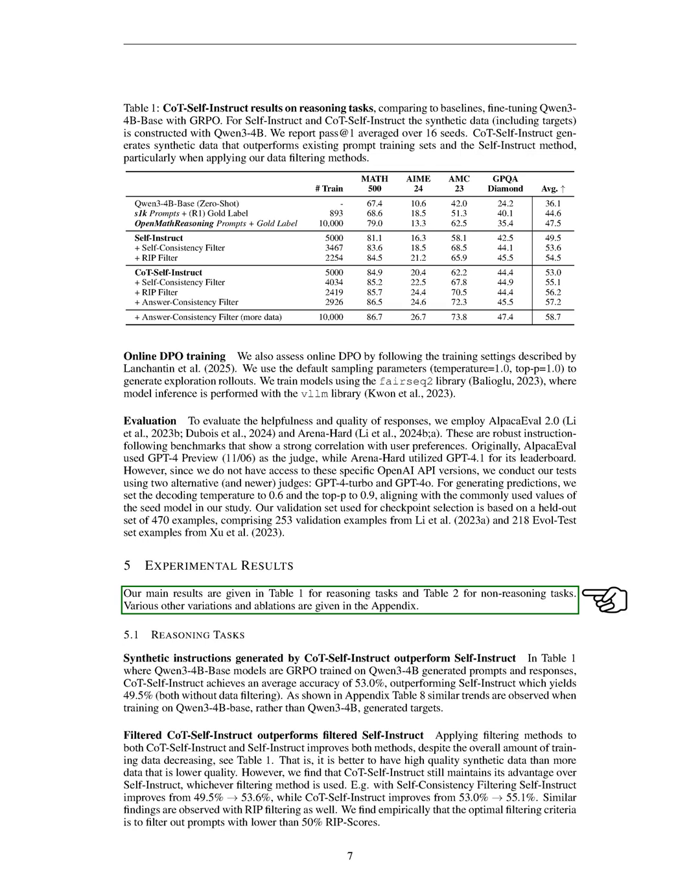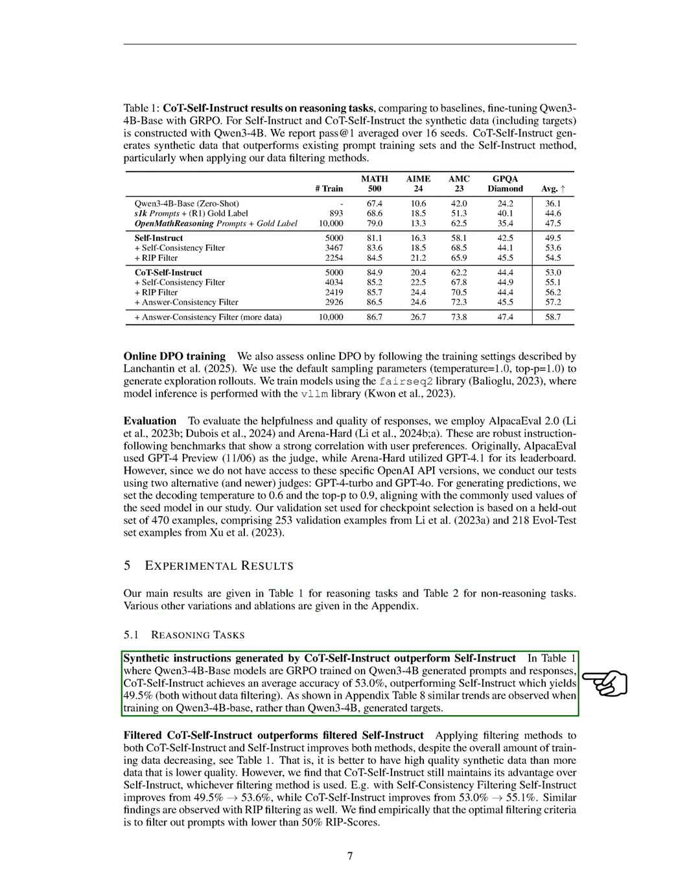Specifically, in the reasoning tasks table, the Qwen 3 4B base models trained on prompts and responses generated by Qwen 3 4B show that CoT-Self-Instruct achieves an average accuracy of 53.0%, while Self-Instruct reaches 49.5%, both without data filtering. Similar trends are noted when using Qwen 3 4B base generated targets. When we apply filtering methods to both CoT-Self-Instruct and Self-Instruct, we find that both methods improve, even though the total amount of training data decreases.